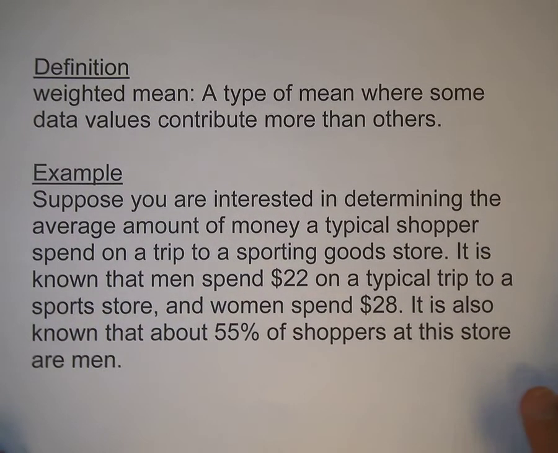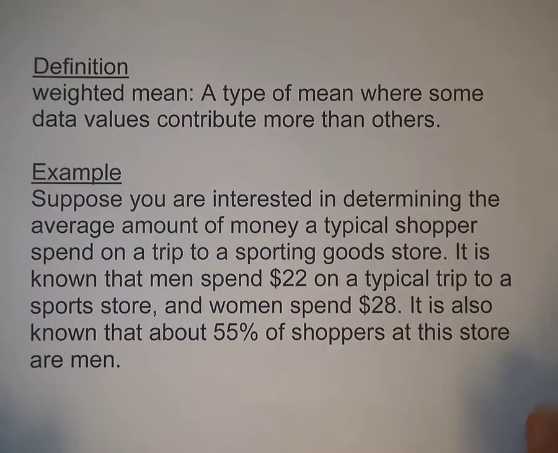All right, so we have another type of mean, something called the weighted mean. A weighted mean is a type of mean where some data values contribute more than others. So the example: suppose you're interested in determining the average amount of money a typical shopper spent on a trip to a sporting goods store. It is known that men spend $22 on a typical trip to a sports store, and women spend about $28. It's also known that 55% of shoppers at this store are men.